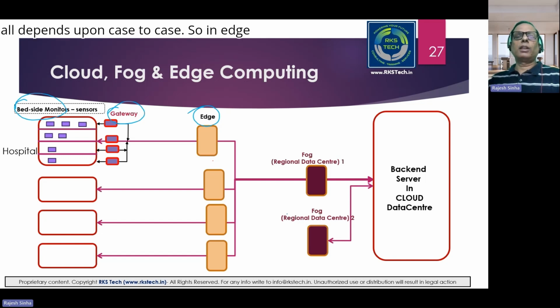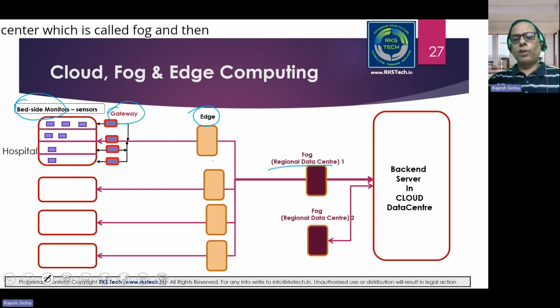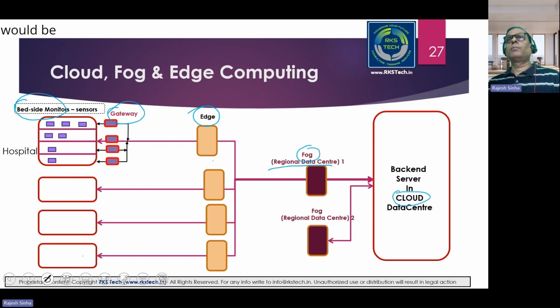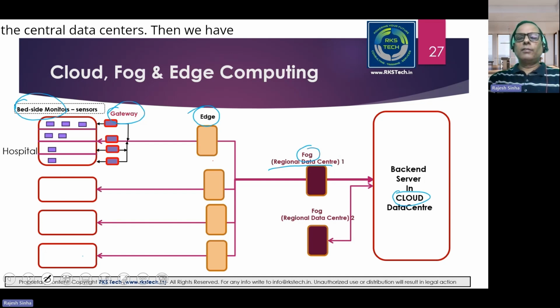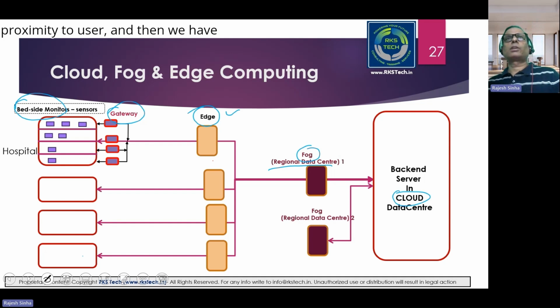It all depends upon case to case. So in edge server, certain amount of processing can be done, and then we have this regional data center which is called fog, and then eventually we have cloud. So cloud server would be the central data centers. Then we have fog server which is regional data center. Then we have edge which is in closer proximity to user, and then we have gateway.